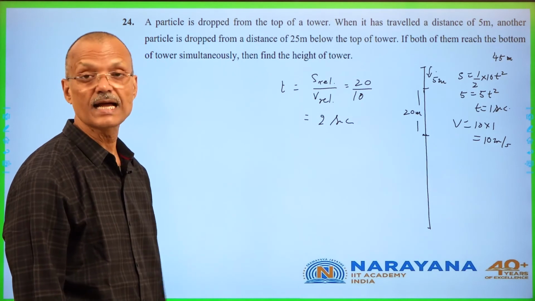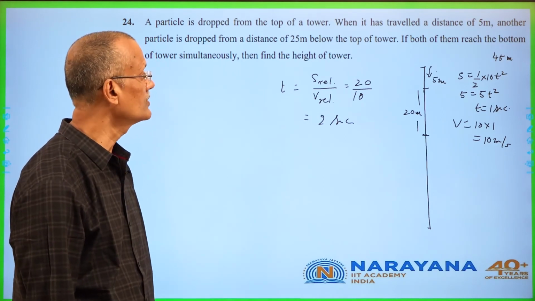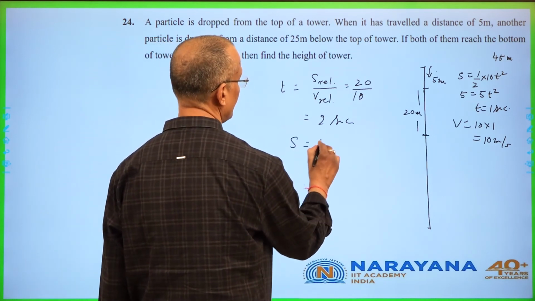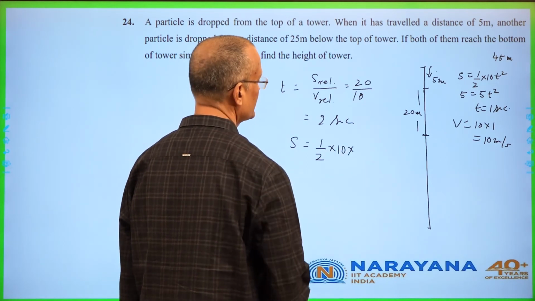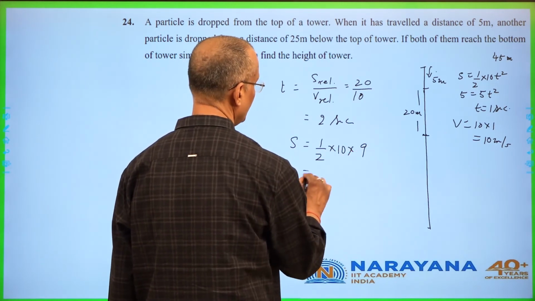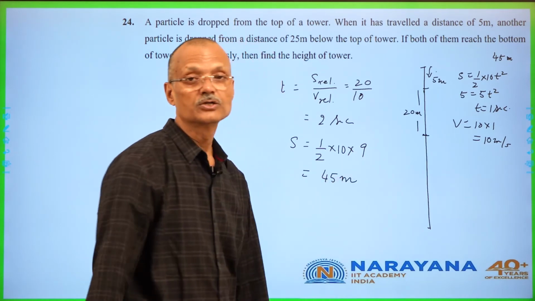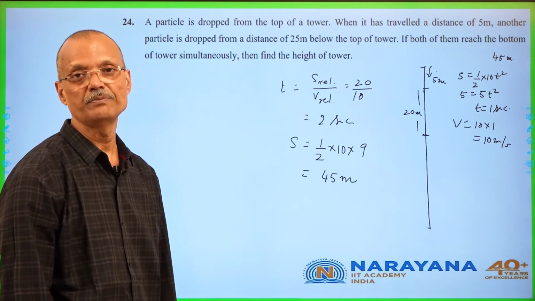So total time of journey will become 3 seconds for the first particle. In 3 seconds, how much distance is it traveling? Half G T squared, that is 9 times 5. It is becoming 45 meters. So height of tower is simply equal to 45 meters.